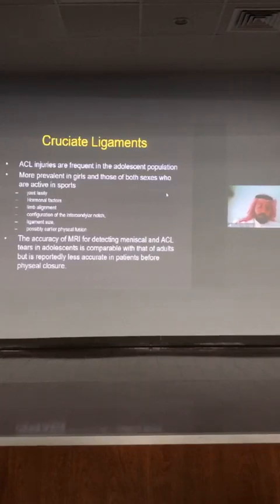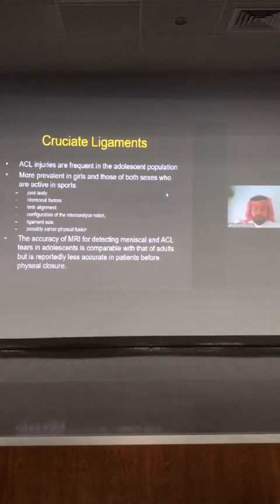Okay, now we're done with the menisci. We're done with the bucket handle tears. We're done with the discoid meniscus. Let's talk a little bit about the cruciate ligaments, and this is a very important part of this talk, because ACL injuries are very frequent and we see them a lot in the pediatric population.